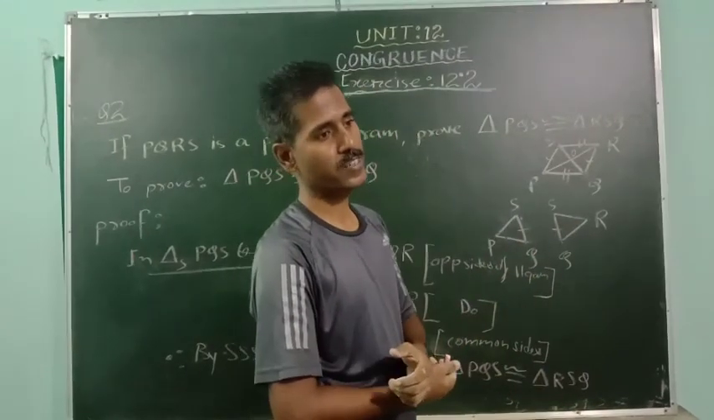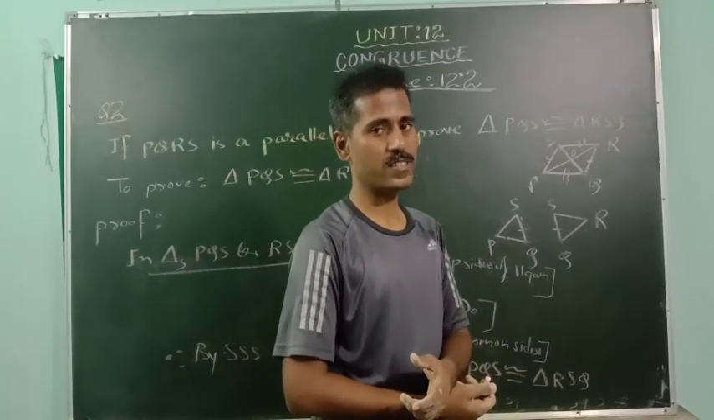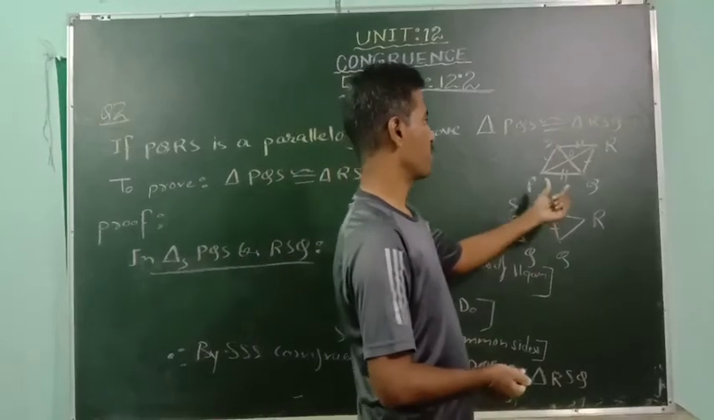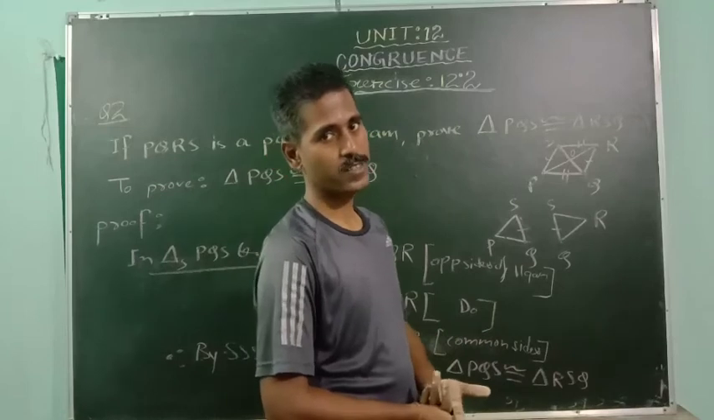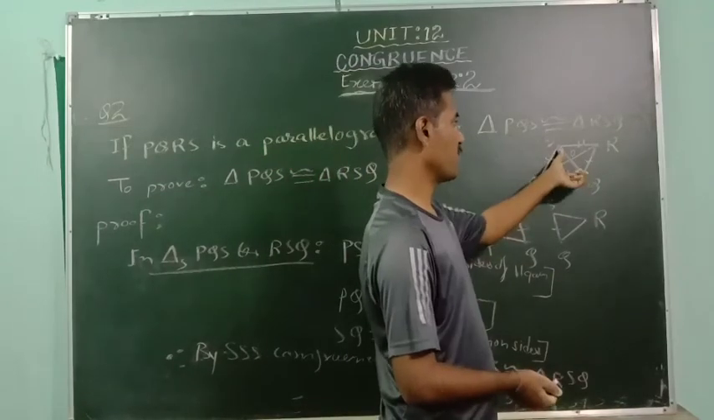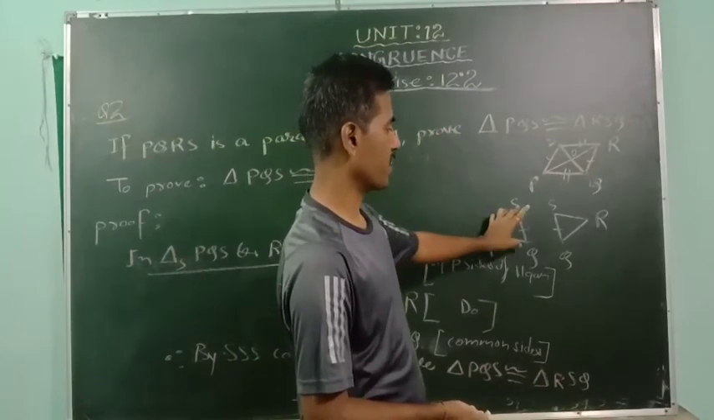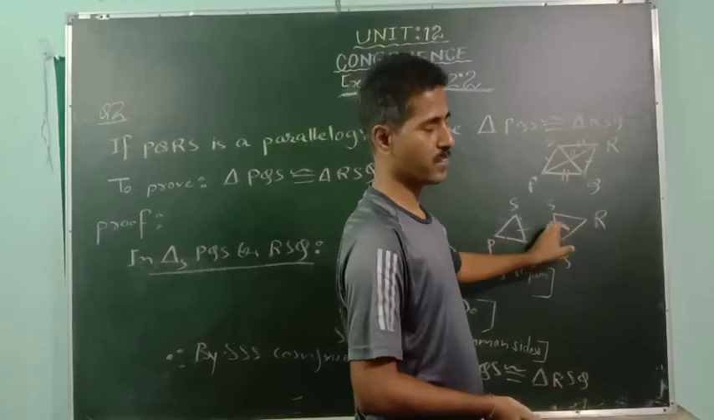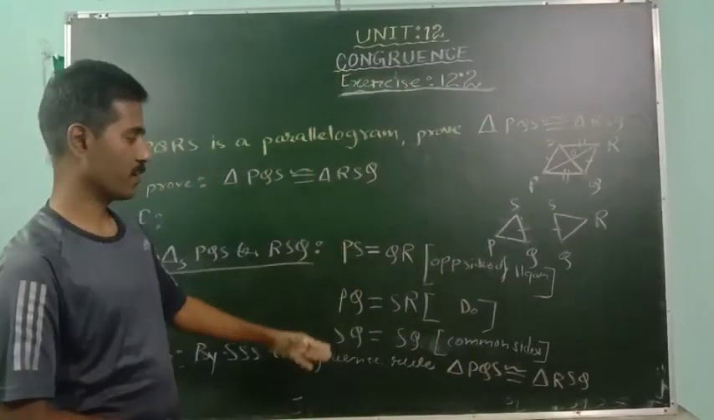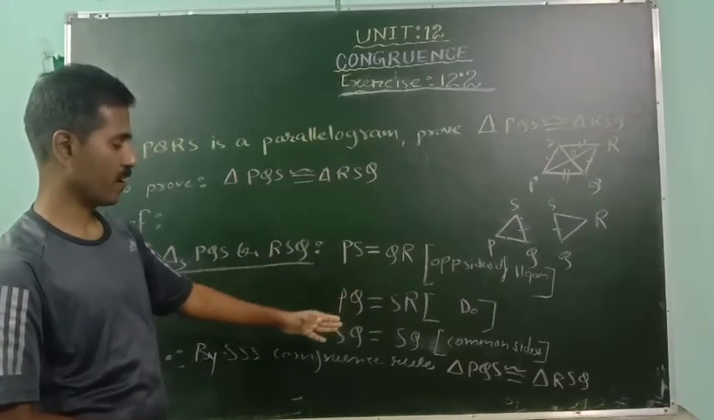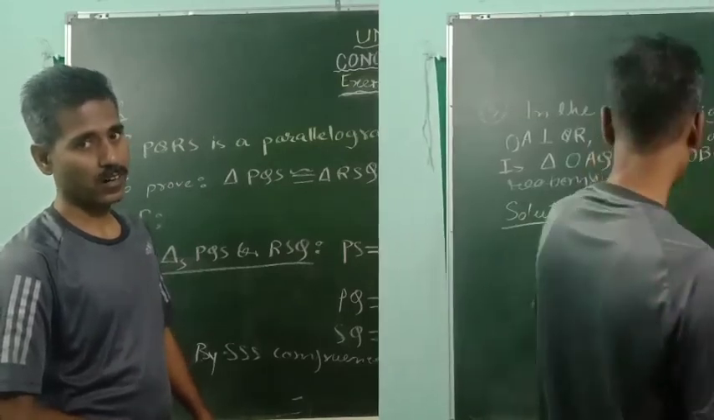And we know that opposite sides of a parallelogram are always parallel to each other as well as equal to each other. Similarly, PQ is equal to SR, same reason, opposite sides of a parallelogram. And QS is a common side. When you say triangle PQS, you are getting SQ. When you say RQS, then also you are getting SQ. So SQ equals SQ. Since three sides are equal, PS equals QR, PQ equals SR, and SQ equals SQ, both the triangles are congruent.